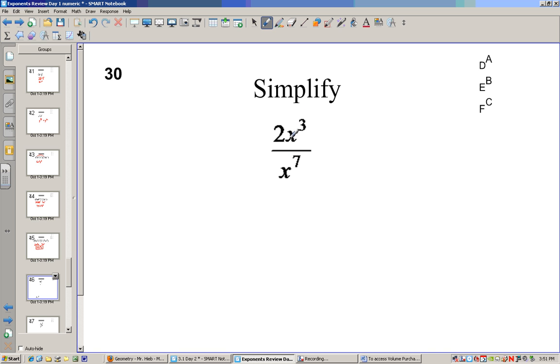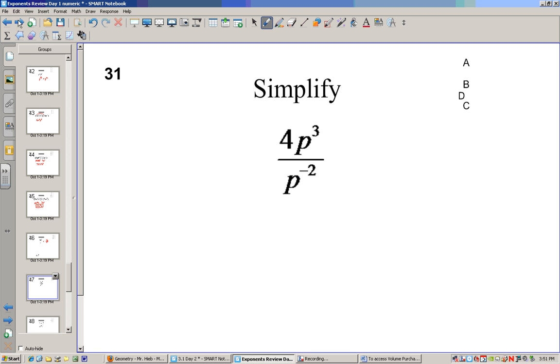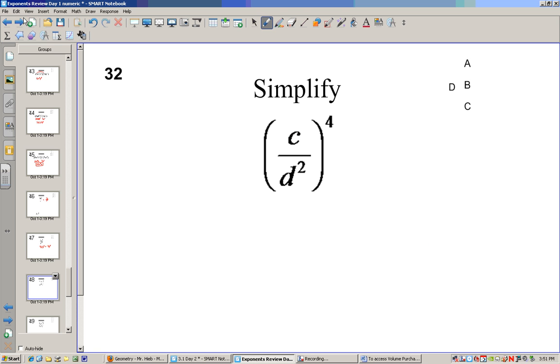All right, 3 x's on top are going to cancel out with 3 x's on the bottom. So it would be 2 over x to the 4th. Now this denominator, we can pull it up here. So it would be 4p to the 3rd, p squared. So it would be 4p to the 5th. In this situation, we take everything to the 4th power. So this would be c to the 4th over d to the 8th. Nothing we can simplify there.